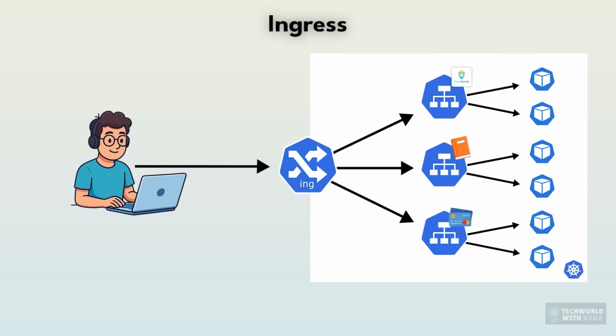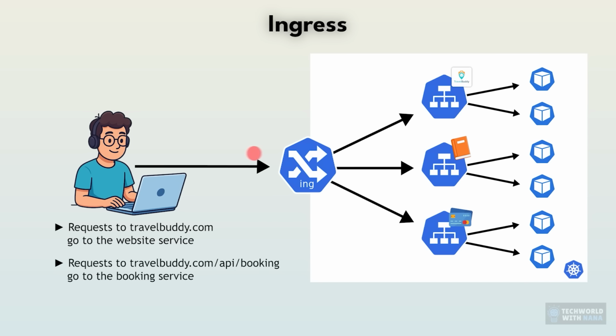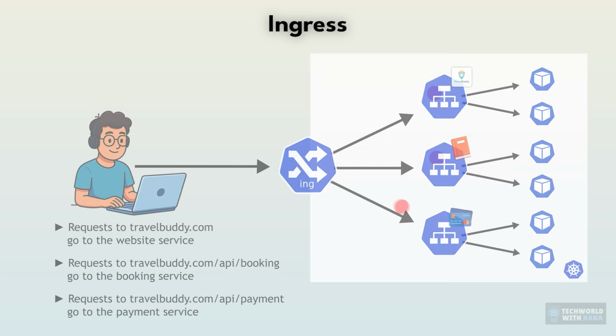For example, we can say all the requests coming to travelbuddy.com go to website service. All the requests coming to travelbuddy.com/API/booking go to the booking service. /API/payment requests to that URL go to the payment service.